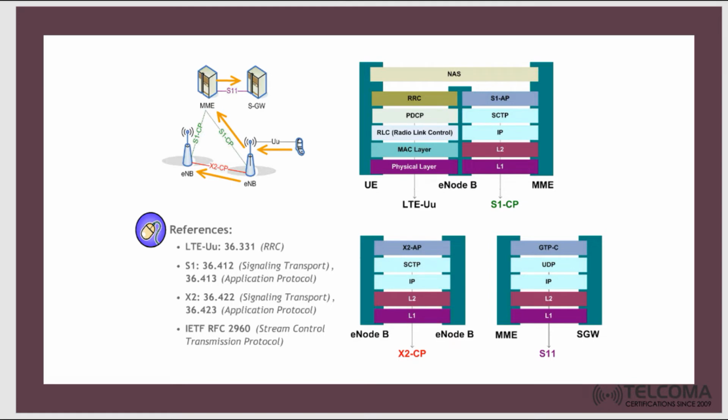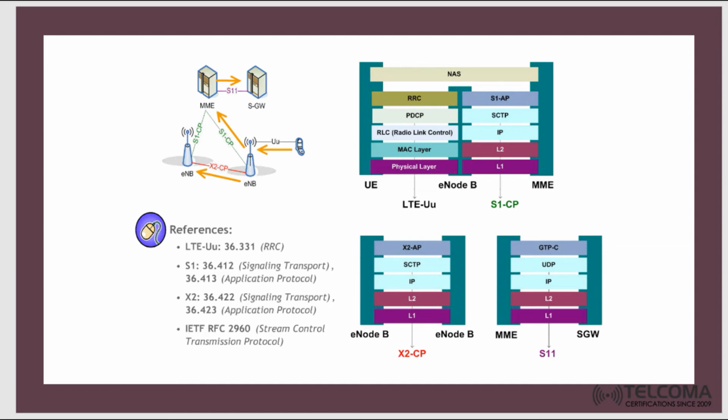here the control plane traffic originates from the NAS layer. NAS stands for non-access stratum. It actually runs between UE and MME. We'll see more about this layer and its functionality in the coming slides. In the LTE UU interface, we now see a new layer called RRC, which stands for Radio Resource Control. This RRC is present only in the control plane and not in the user plane, as it does not touch any of the user plane data.